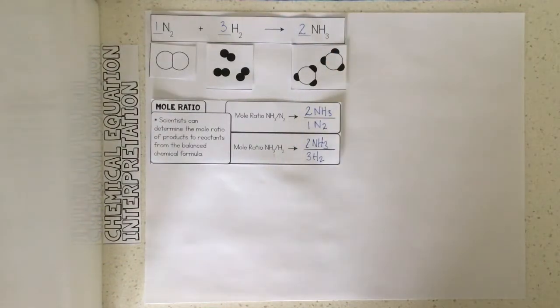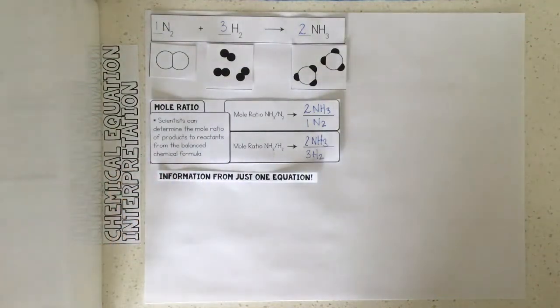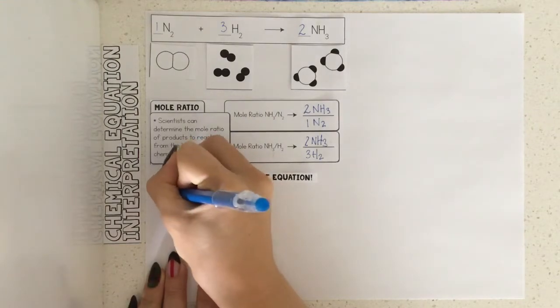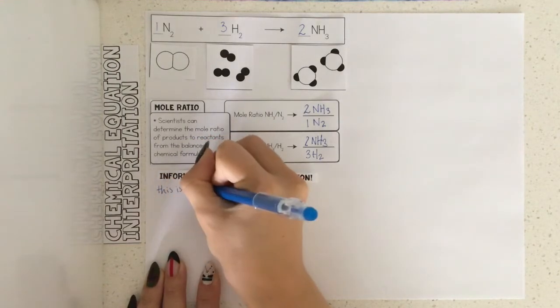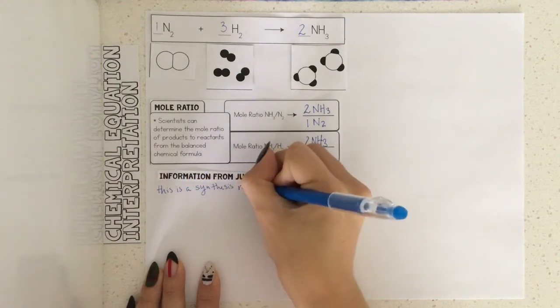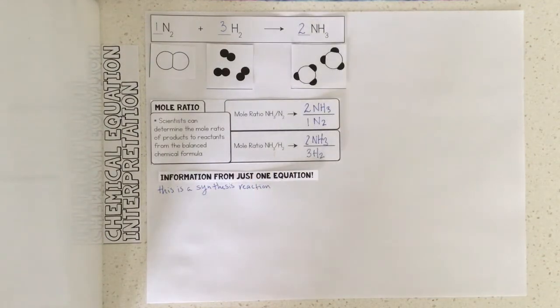There is a lot of information in just one chemical equation. The first thing I can say is that this is a synthesis reaction. We have more than one reactant forming one product. Using the balanced chemical reaction, I could say that 1 molecule of nitrogen gas reacts with 3 molecules of hydrogen gas to form 2 molecules of ammonia. This is just a ratio.